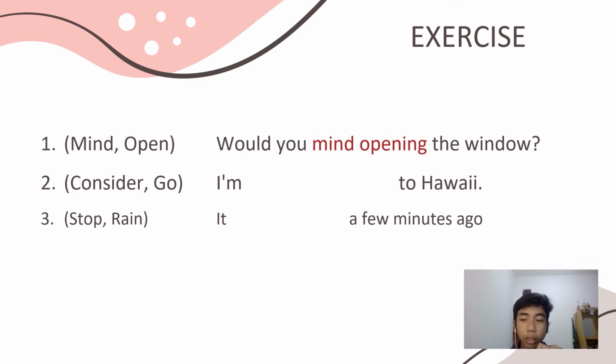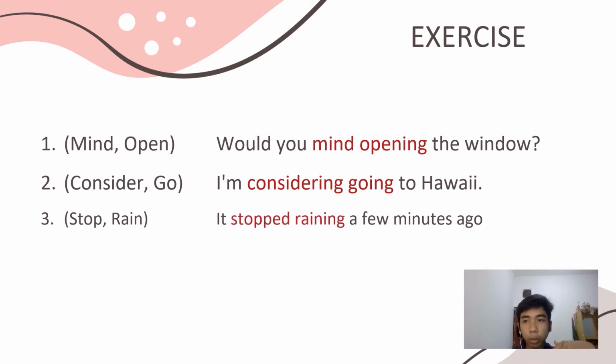For the second one, we have consider and go. I'm blank to Hawaii. The answer is I'm considering going to Hawaii. And the third one, we have stop and rain. It blank a few minutes ago. The answer is it stopped raining a few minutes ago.